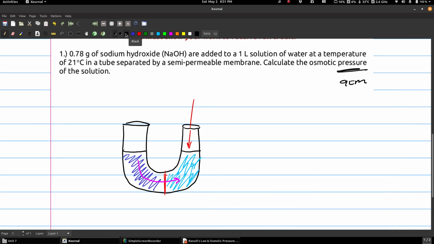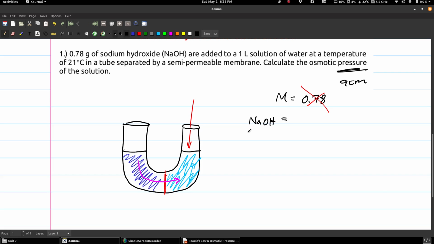Alright, so first things first, we have to figure out how many moles we have. One of the common things that I saw on the submissions was that molarity was 0.78. Just don't do that. That's bad. If you have a mass amount of something, you have to convert it to moles if you're trying to find molarity.